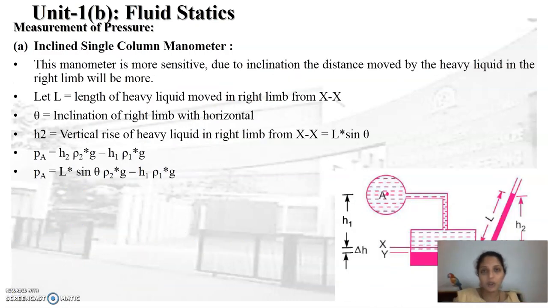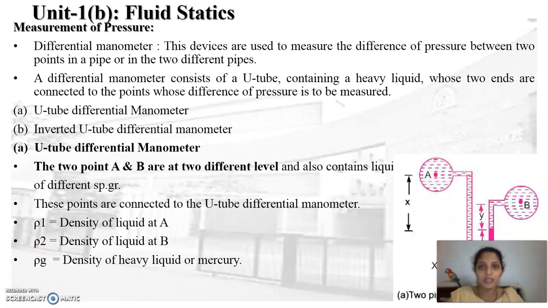Instead of a vertical single column manometer, if it is an inclined single column manometer, then the vertical right limb gets replaced with an inclined limb. Now this inclined right limb makes an inclination of theta degrees with the horizontal. So here we can consider the triangle, and with that geometry we can write H2 equal to L into sine theta. So the pressure at point A we can determine from the formula L sine theta into rho 2 G minus H1 rho 1 into G.